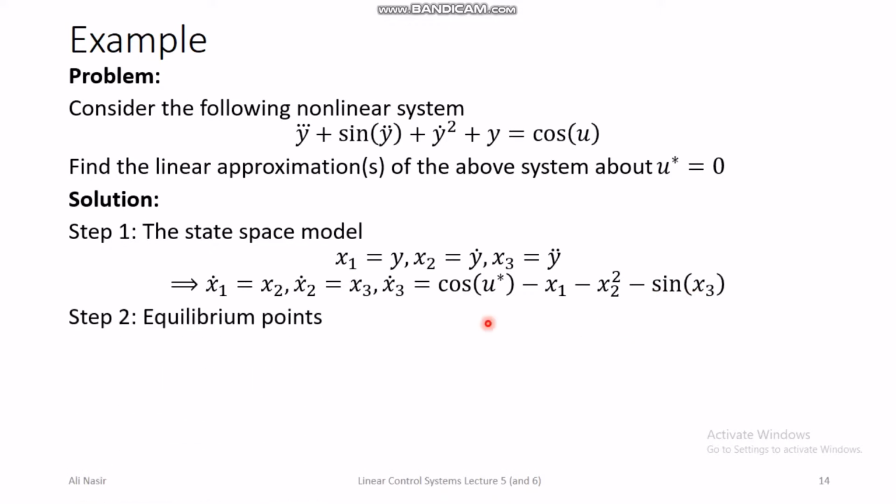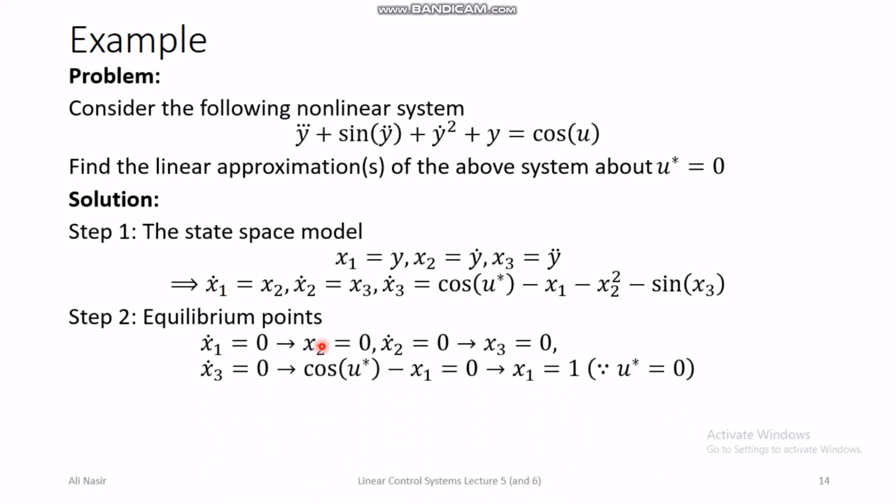Step 2 is to calculate the equilibrium points. If x1 dot is to be 0, then x2 will be 0, and if x2 dot is equal to 0, then x3 will be 0. And if x3 dot is equal to 0, since x2 and x3 are already considered to be 0, we only need to worry about x1, and u star we have already defined to be 0.